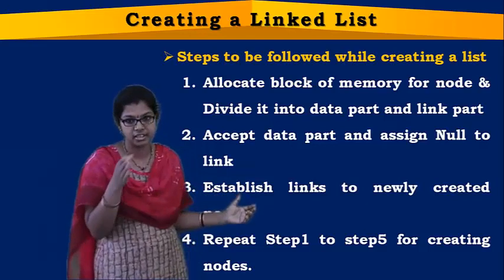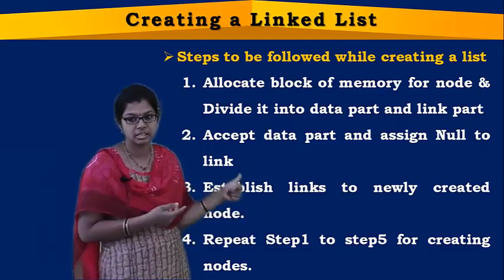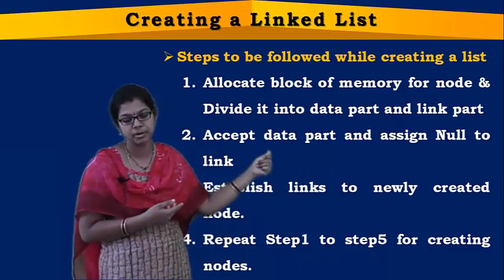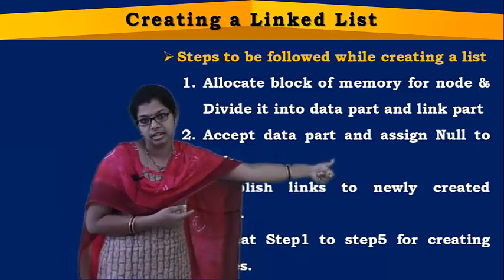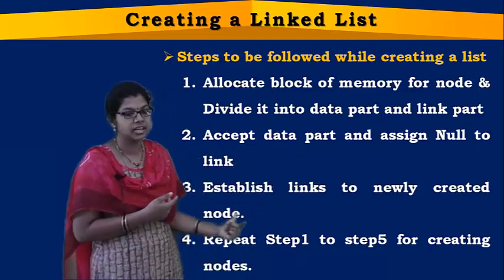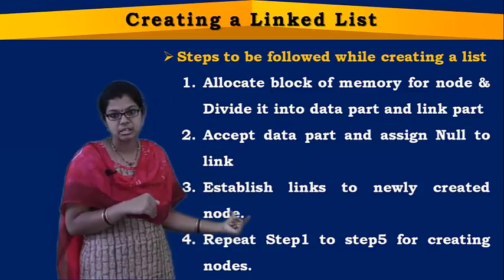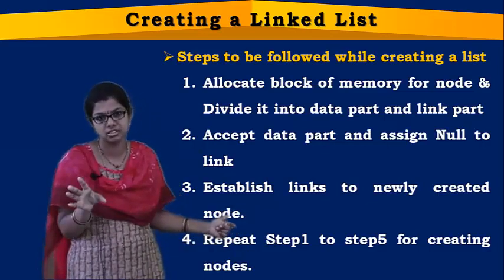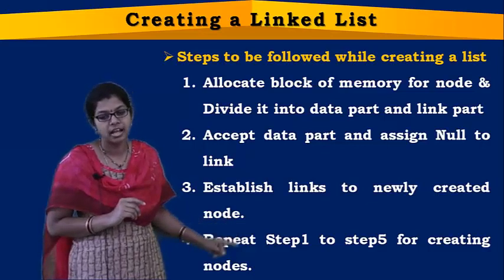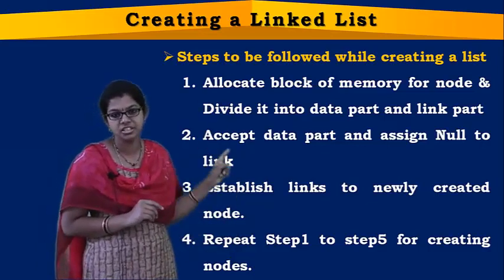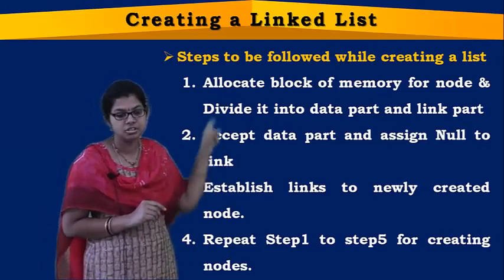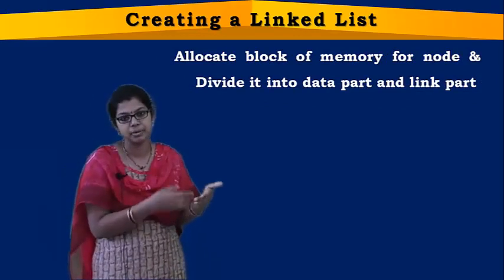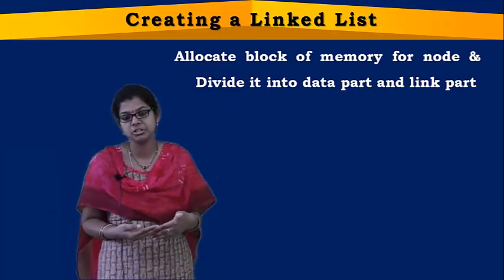Next, so you have divided it into two parts, right? Data part and link part. The next step is accepting the data part and assigning its link part to null. For each node you have to repeat this process. Next, after creating the node, accepting data and assigning the link part to null, you have to establish the appropriate connections for the newly created node. This process should be followed for each and every node creation. Is that clear? So these are the steps to be followed: allocating memory, dividing it, reading its data part, assigning its link part to null, and then establishing new connections.